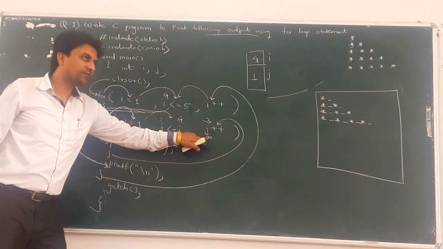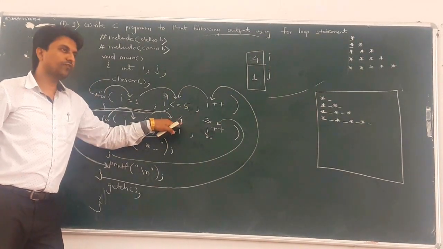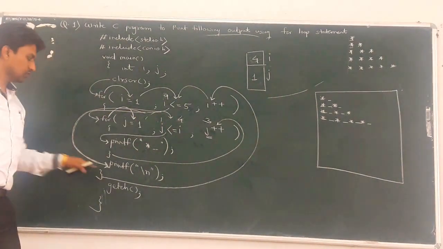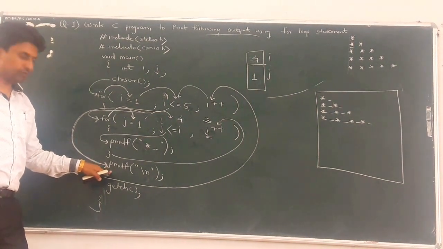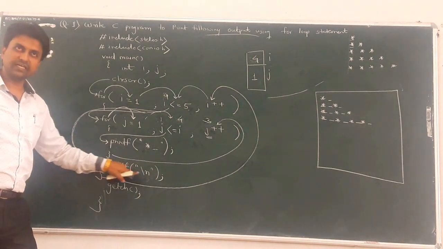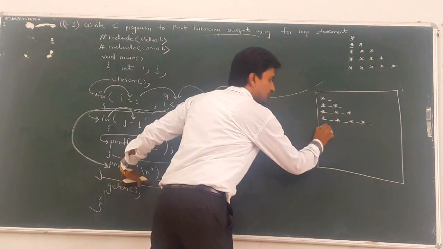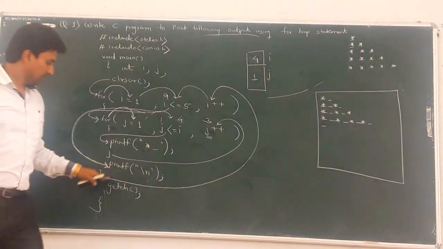When j's value becomes 5, 5 less than or equal to 4 is false. The cursor goes out of the inner for loop and goes to the next line, that is printf("\n"). That means the cursor goes to the next row.